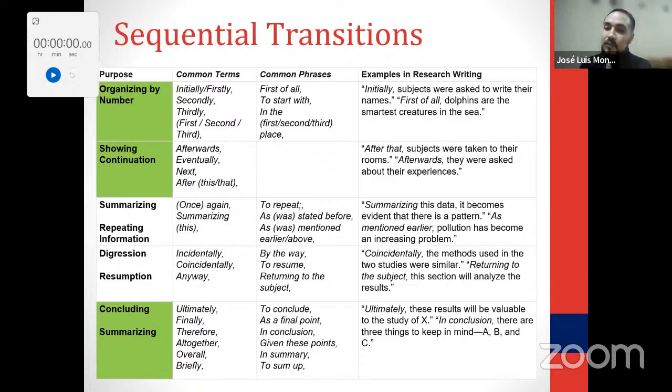All right, but let's do it, please, Michaela. One example, but it's all together. One with organizing by number, one with showing continuation, one with conclusion or summarizing, but all of them have to be connected into one big idea. All right, okay, let's do it, please. Again, we're going to have the 3 minutes. If you finish before, let me know. If not, we check at that time.